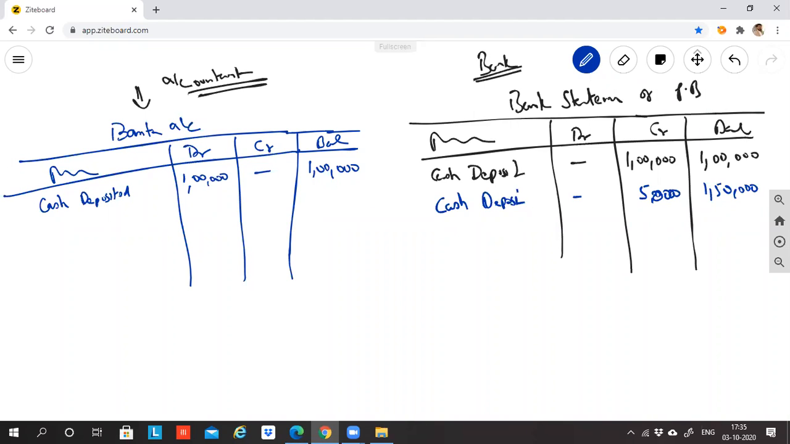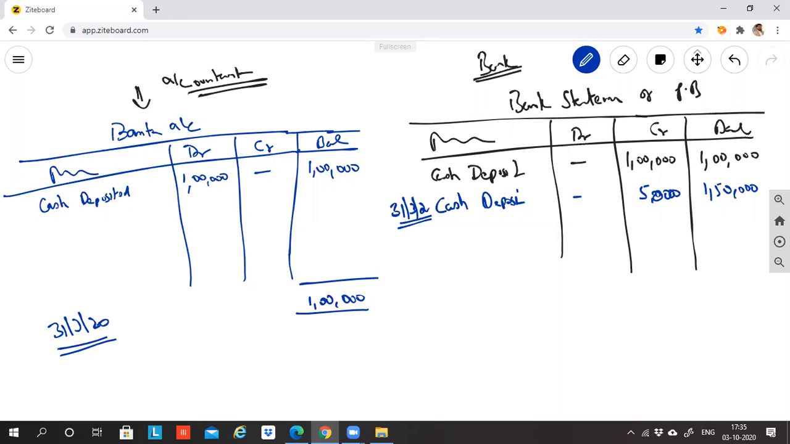Let's say this person deposited this money on 31st of March 2020. So 50,000 is deposited, but he forgot to inform you. Now, as on 31st March, when you are preparing the accounts, what is the balance being shown here? 1 lakh rupees is the balance as on 31st March 2020.